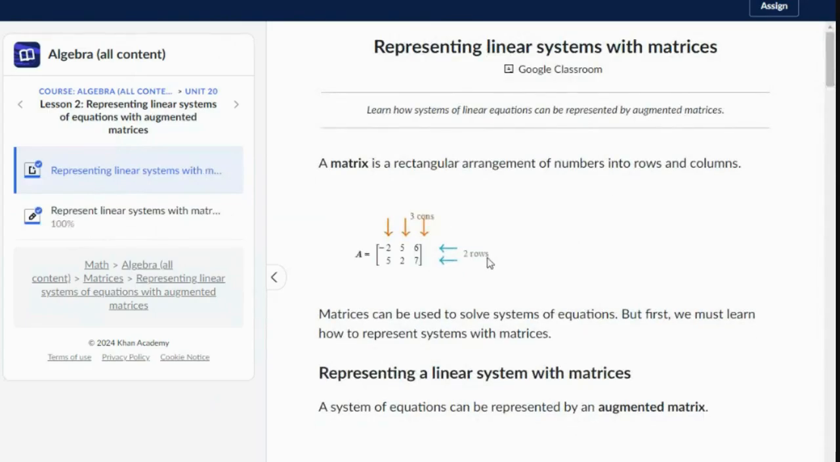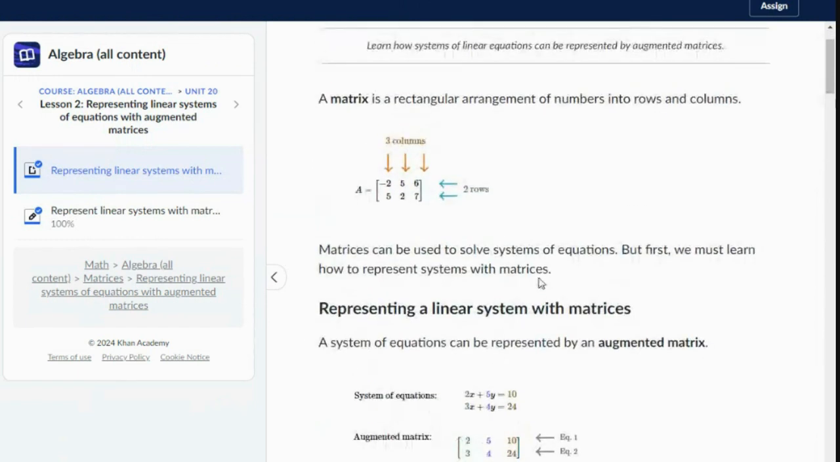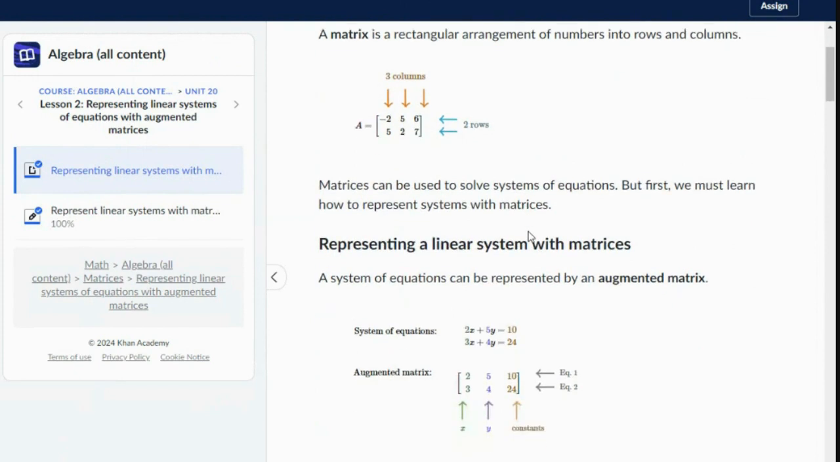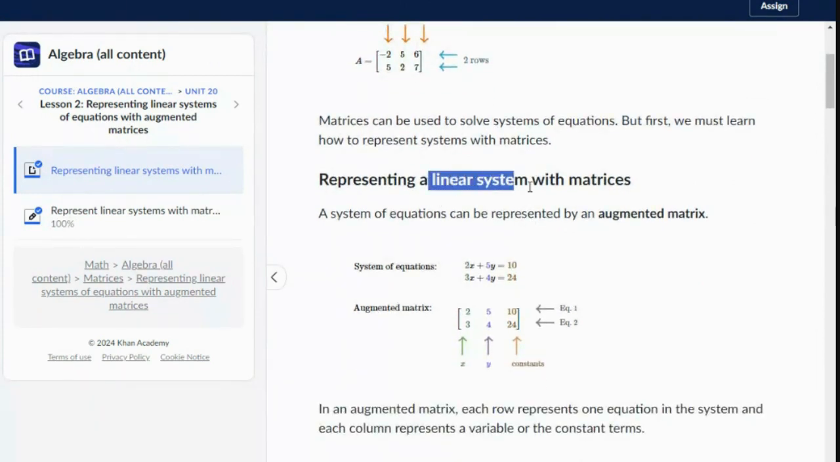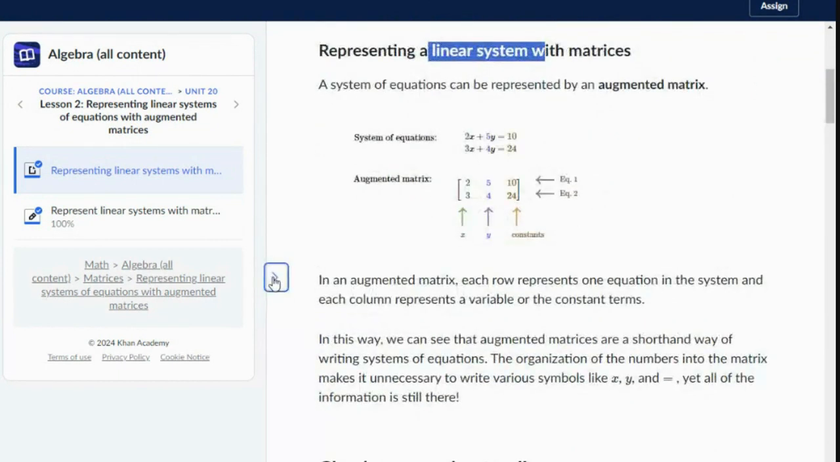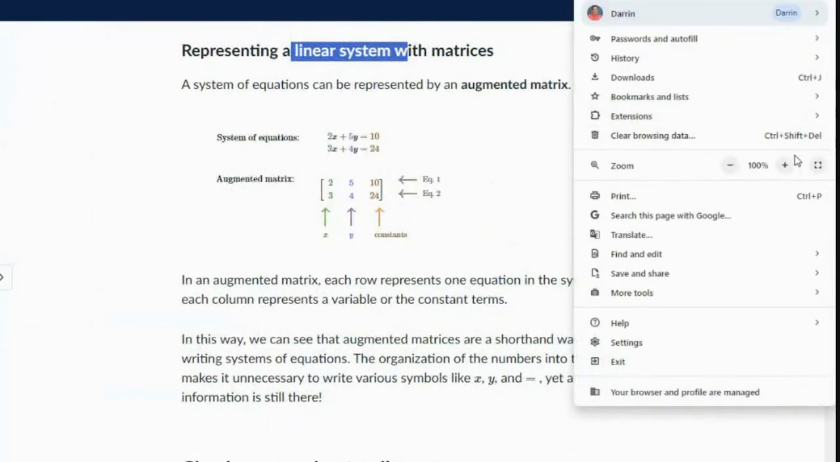Again, you click on that, and it's going to take you to a video. Oh, no, this is not a video. This is just the lesson in words. So let's look at this. A matrix is a rectangular arrangement of rows and columns. We already know that. But we can represent a linear system with matrices. So let me close this and make this a little bigger on the screen.